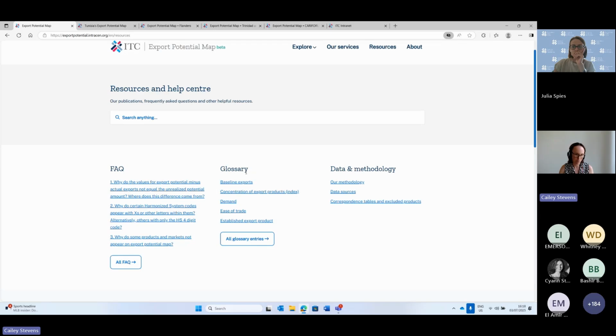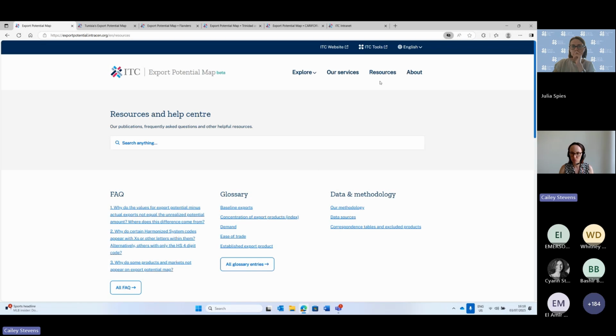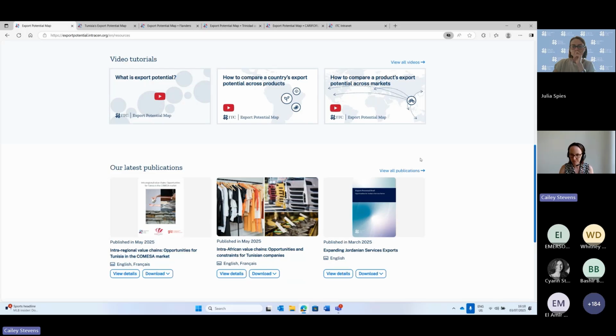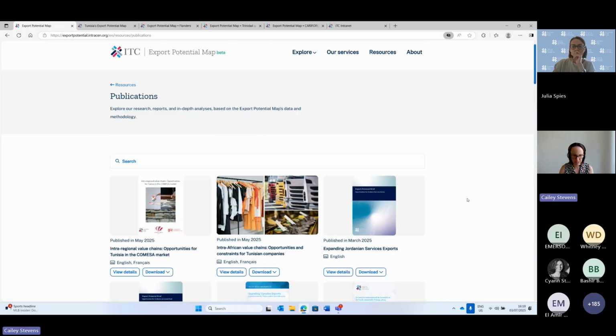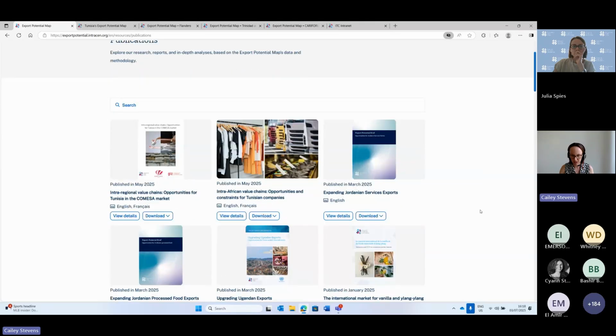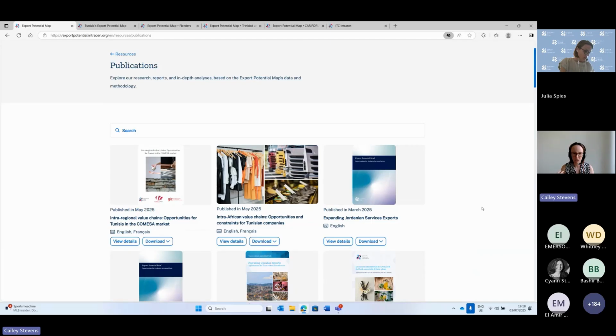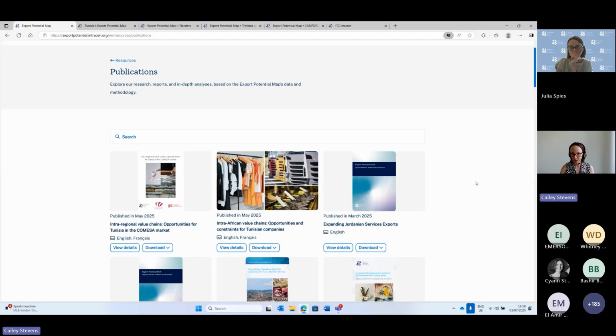And yeah, I really recommend taking a look at the new glossary. It's much more expanded than it was in the past, so hopefully it can answer your questions about how to interpret the data that you find in export potential map. And related to resources, I also want to mention that you can also find our latest publications. You can say view all publications, and you can see the different publications that we have released. And this page will also include filters, so you can filter by language, region, and topic. So that will be a feature that's developed shortly.